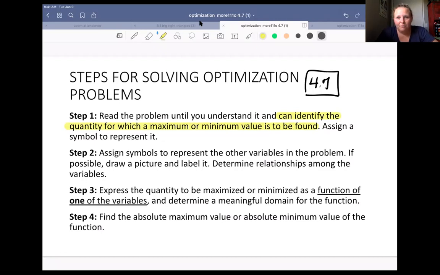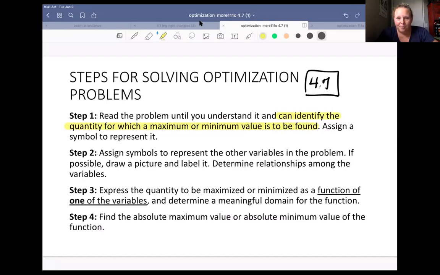And if you remember from the last few sections, maximums and minimums come from critical values of the first derivative. So we're going to have a function, we're going to take its derivative, you're going to find the critical number, and that is going to be the value that minimizes or maximizes it.